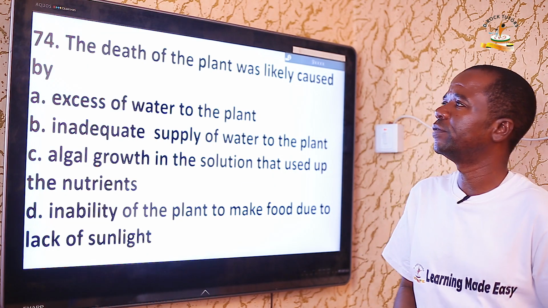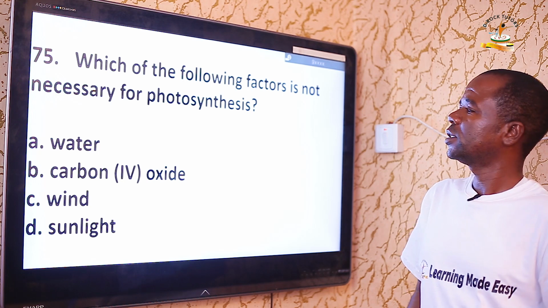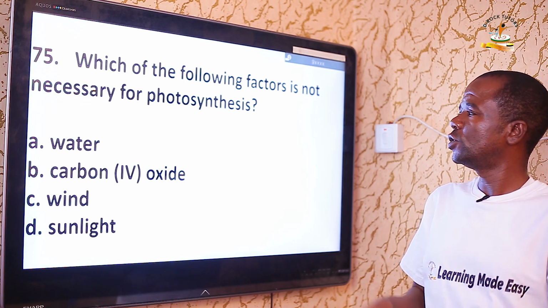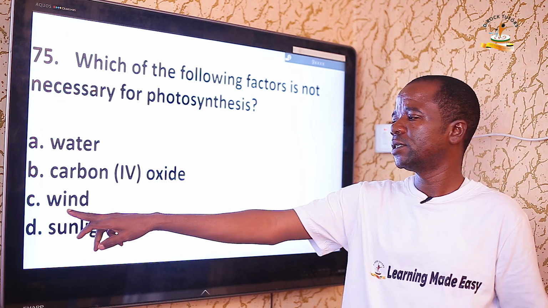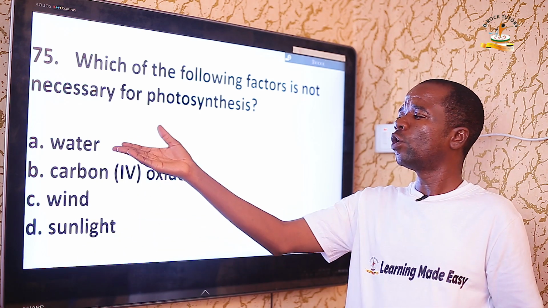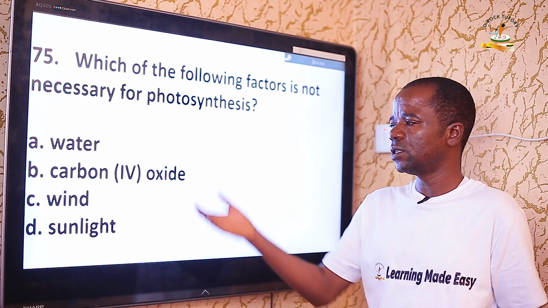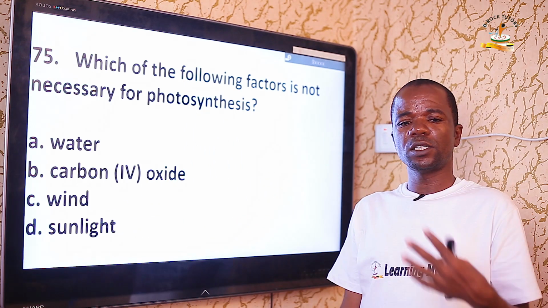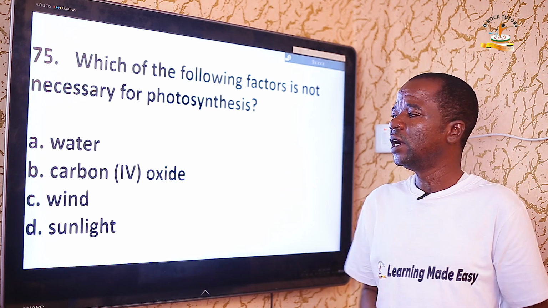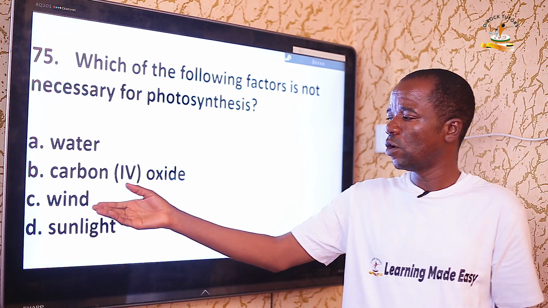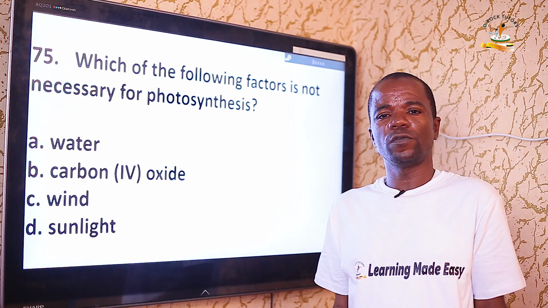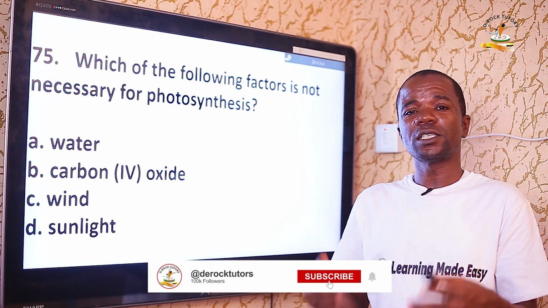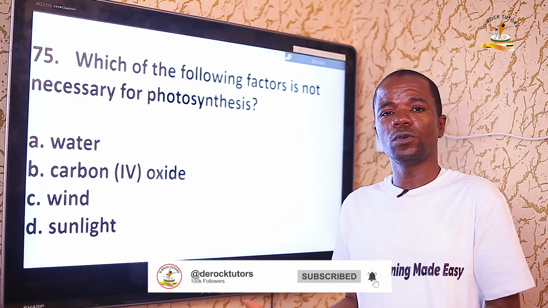Number 75. Which of the following factors is not necessary for photosynthesis? The correct answer here is wind. We know that water is necessary for photosynthesis. Carbon dioxide is necessary for photosynthesis. Sunlight is necessary for photosynthesis. Chlorophyll is necessary for photosynthesis. Wind, on the other hand, is not necessary for photosynthesis. Oxygen is also not necessary for photosynthesis.